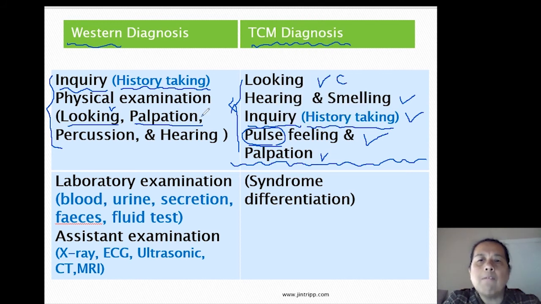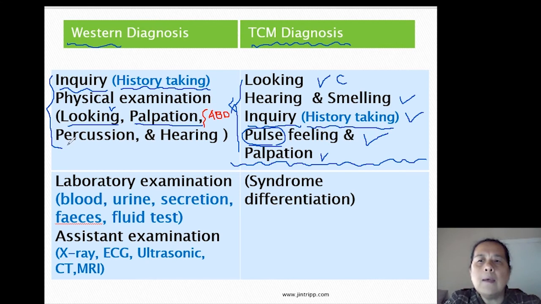But for Western medicine, we have a lot of areas of the body we need to palpate, especially the abdominal area. We have a lot of organs in the abdominal area. We need palpation to find the organs, how big the organs are, and the location of the organs. Thus we go to palpation.